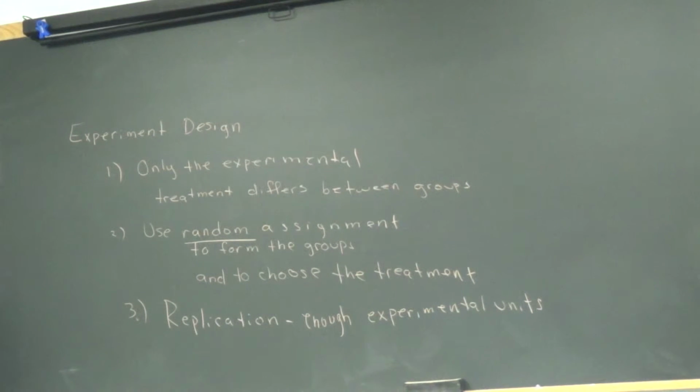So only the experimental treatment differs between the groups. We don't have a lot of other variables that differ between our groups. We're going to use random assignment to select our people and to select who gets the treatment. And we're going to use enough experimental units so we can make good conclusions. They're called replication. Let's read some experiments.